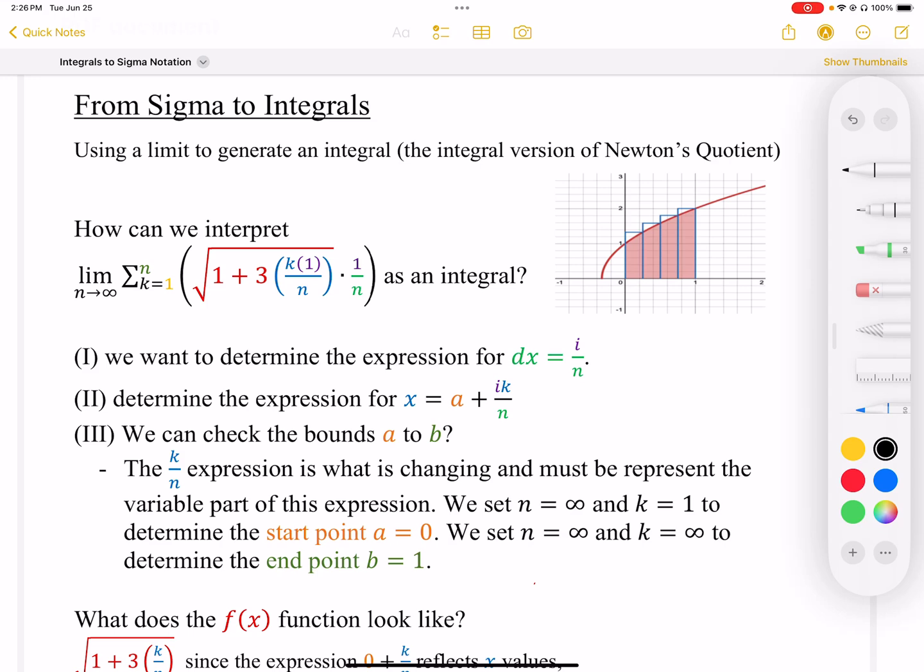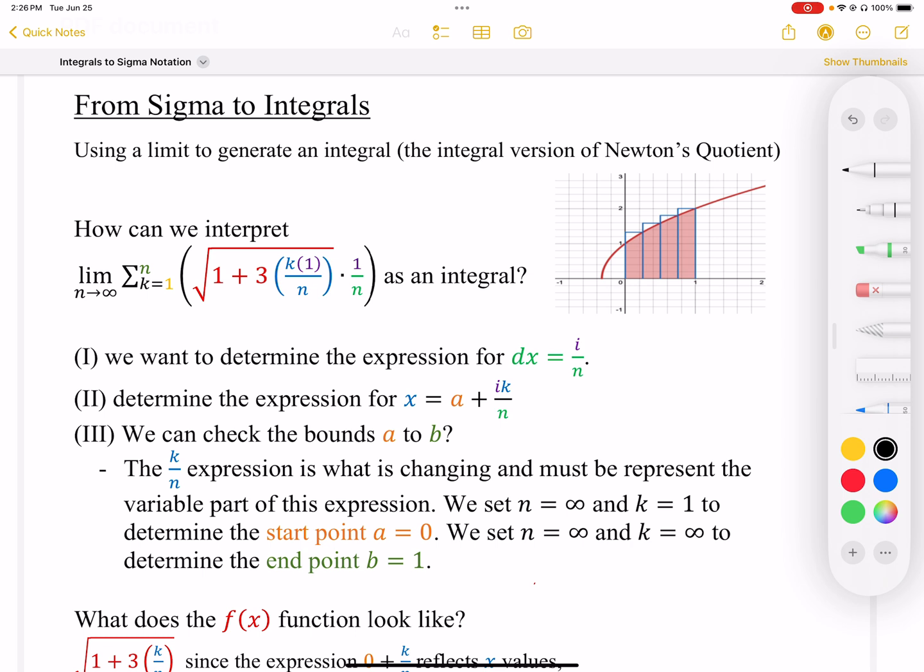Using a limit to generate the integral is essentially the integral version of Newton's quotient. So what we can do is start with the discrete parts, these discrete rectangles, which is the sigma expression, and let n go to infinity, which means we're going to use an infinite number of rectangles in that space, which is going to give us the exact area. So how can we interpret this expression, the limit as n goes to infinity of the sum from k equals 1 to n of this square root expression? How can we rewrite that as an integral?